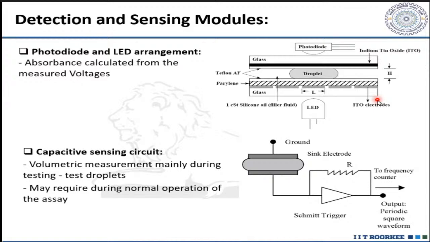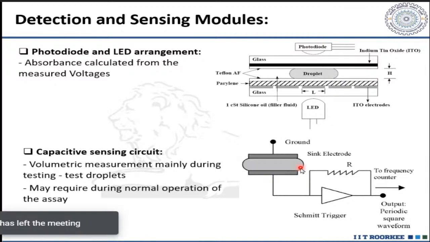The other one is the capacitive sensing circuit. So how is it designed, or how does it act? Here we are going to measure the volume of the fluid. We can imagine that the droplet is in between two electrodes, and this droplet is a non-conducting material, so it behaves as a dielectric medium, and the two electrodes are metal electrodes. So it is forming a parallel plate capacitance. That's why it is called capacitive.